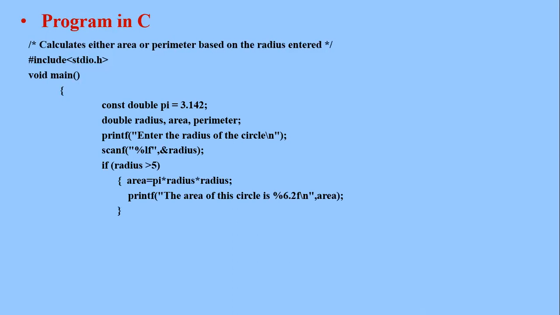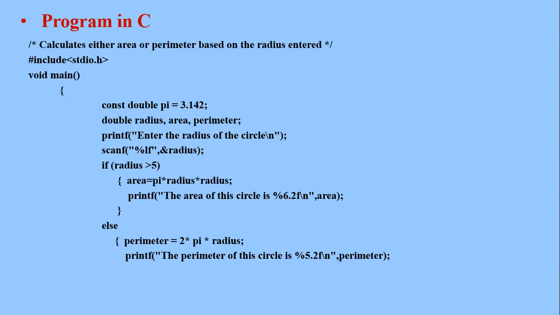Then end that part. Otherwise, if the content of memory location called radius is less than 5, calculate perimeter as follows. Display the statement: The perimeter of this circle is, pick what is in the memory location called perimeter, format it into 5 characters with 2 of them being reserved for the decimal point, and display that value on the screen. And you end the program or the main function.